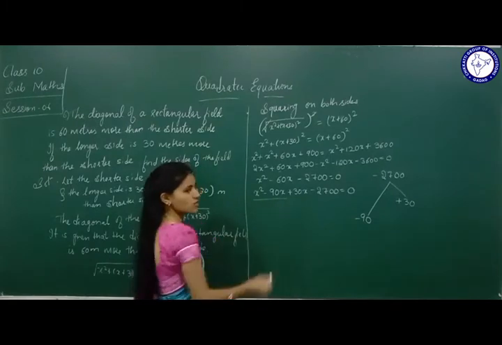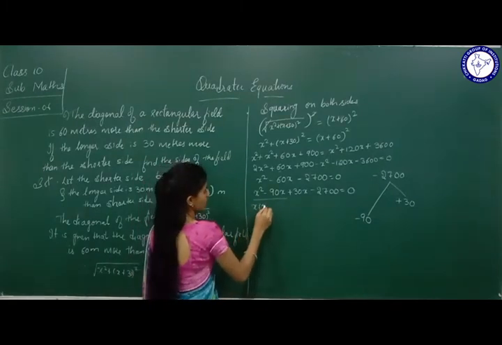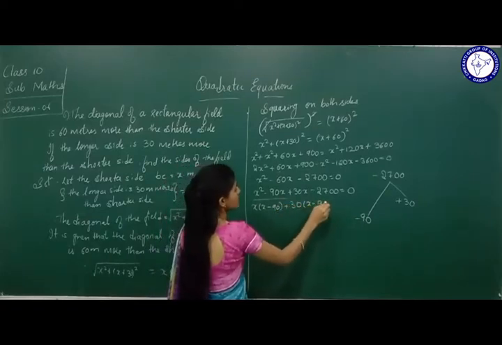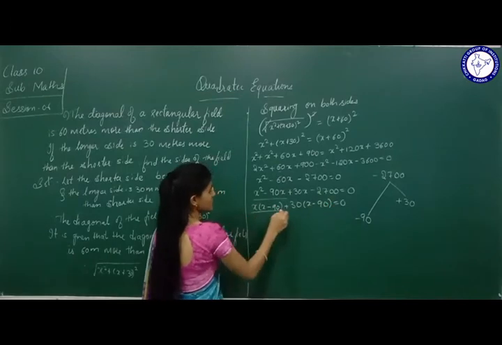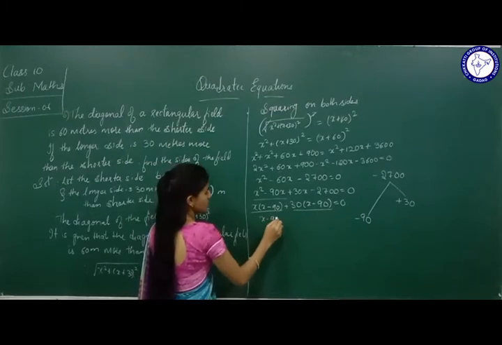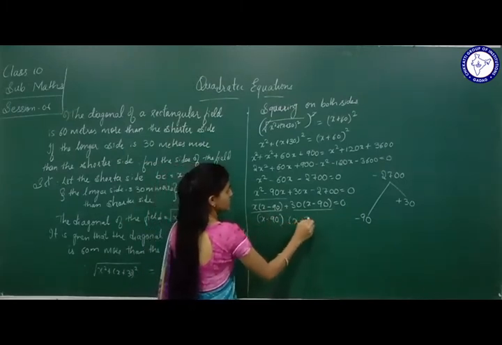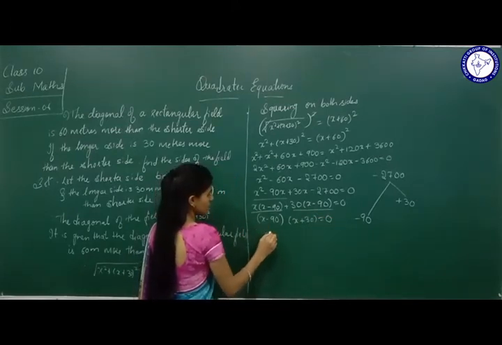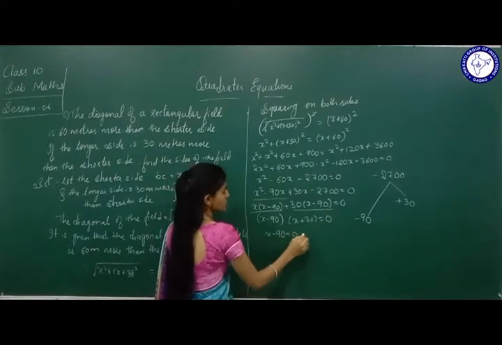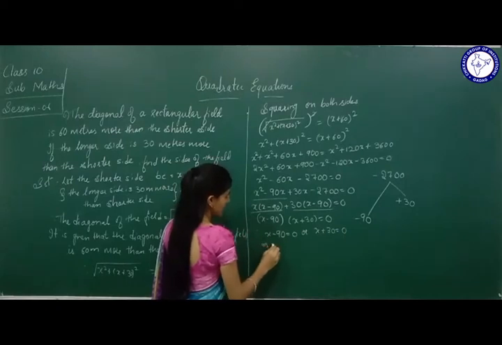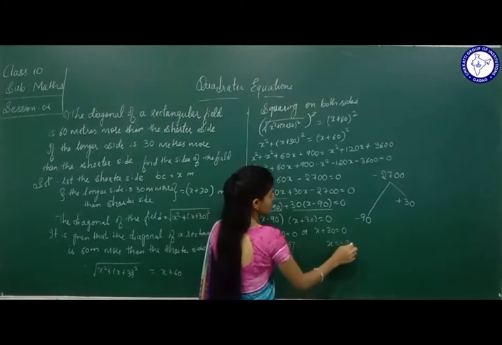I have x as common. Okay, x into x minus 90 plus 30 into x minus 90 will be equal to 0. Since x minus 90 is common, taking out x minus 90, we are left with x plus 30 equals 0. It implies what? Therefore, x minus 90 equals 0 or x plus 30 equals 0. It simply means that x equals 90 and x equals minus 30.